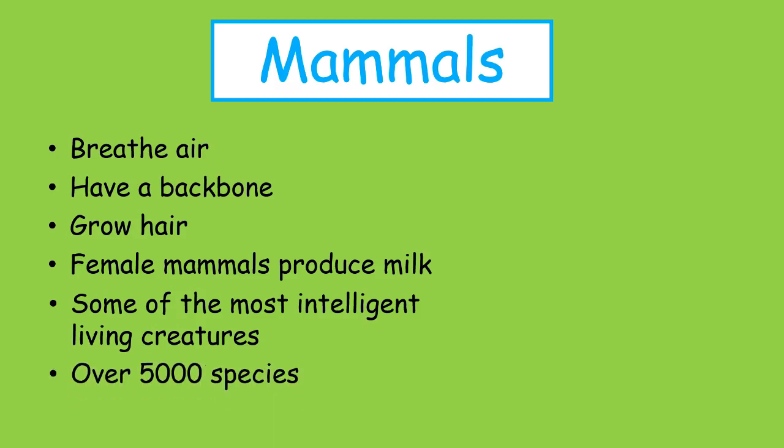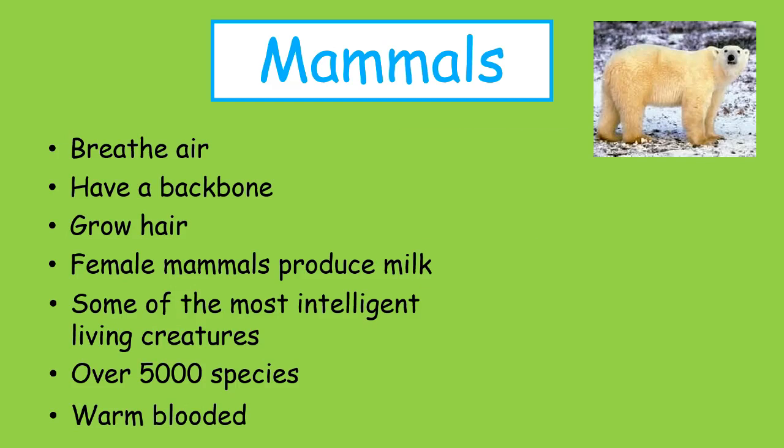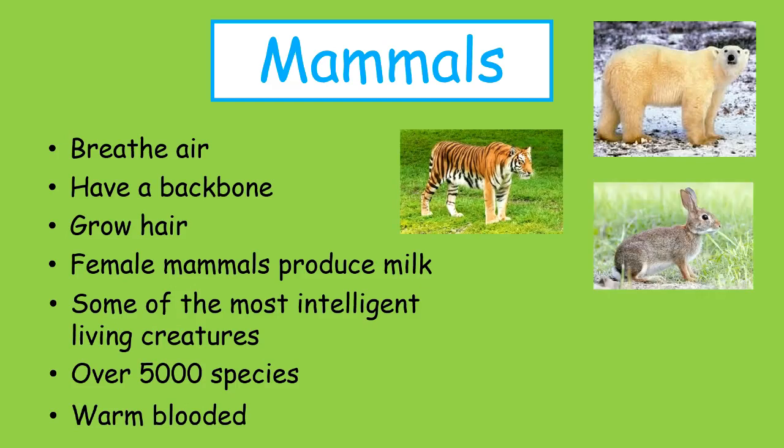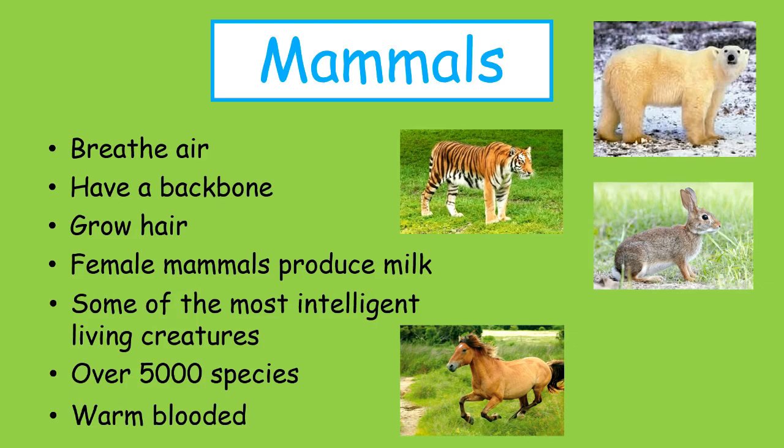There are over 5,000 different species of mammals around the world. And of course, very importantly, all mammals are warm-blooded. So let's take a look at some different types. We've got the polar bear, the tiger, a rabbit, a horse, and of course, you and I, humans.